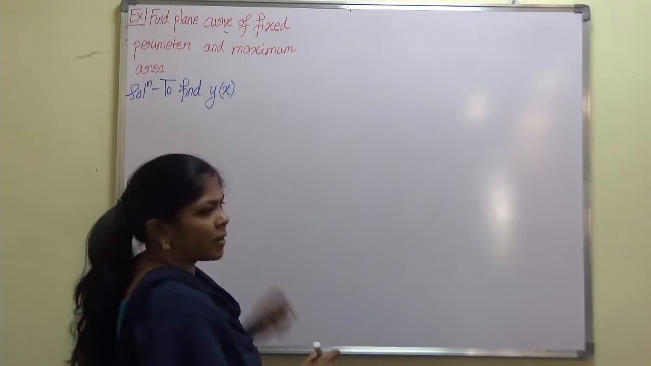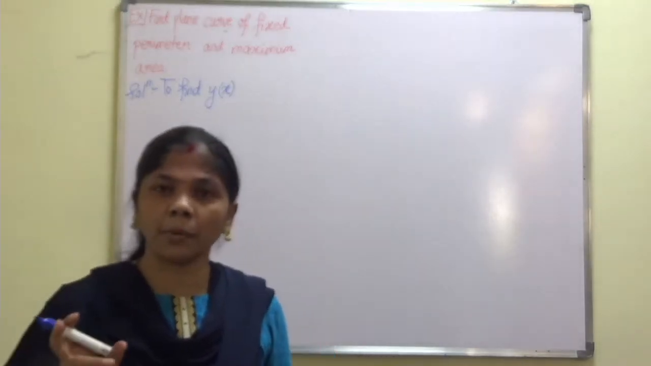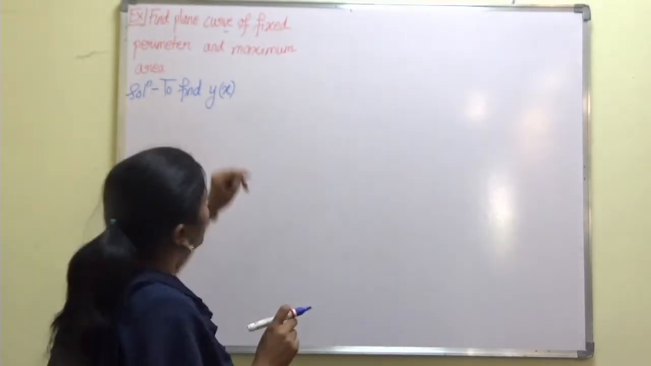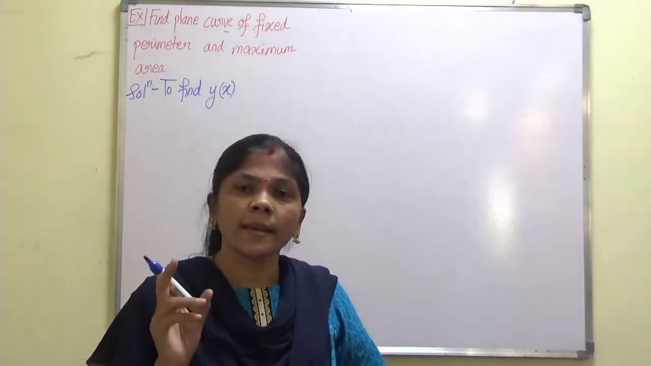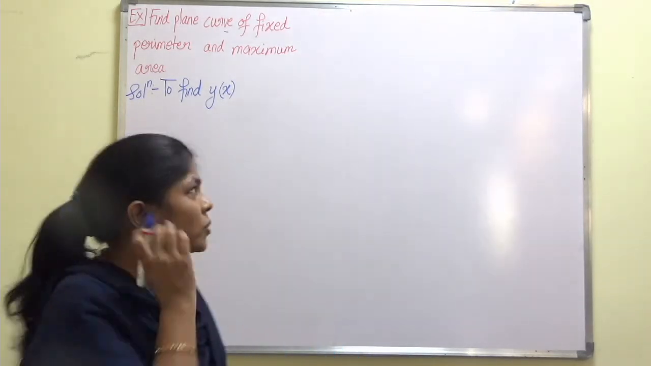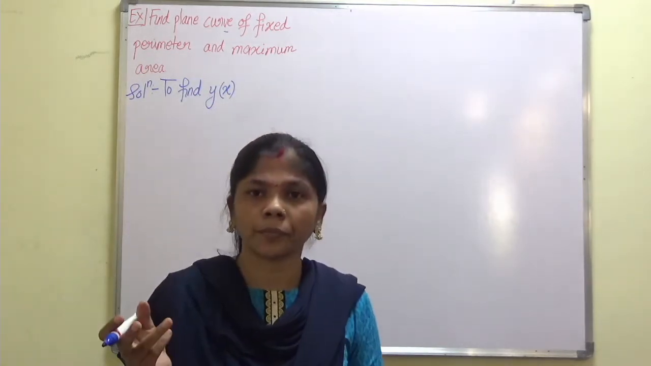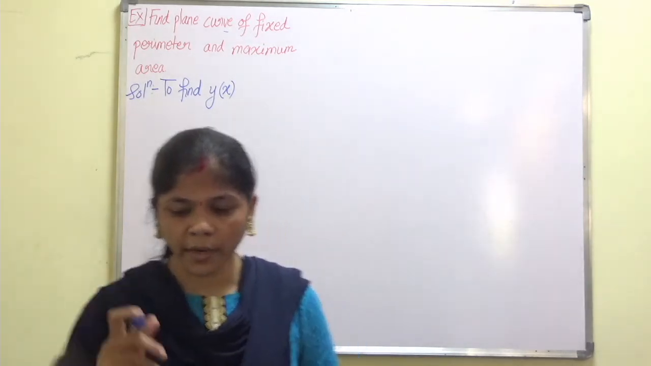Of fixed parameter, what is constant given? Perimeter. Perimeter is given as a constant, and maximum area, right? What needs to be maximized is the area. So obviously we will first construct a functional for these given conditions, right? So let us take that.